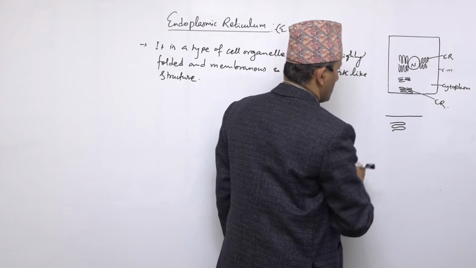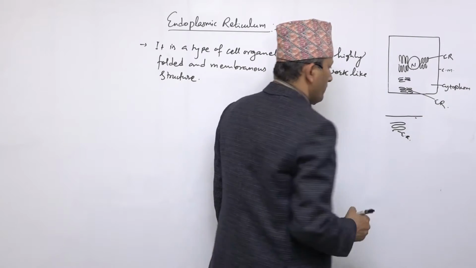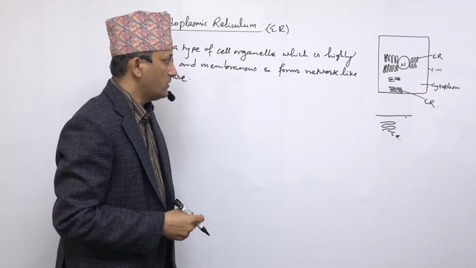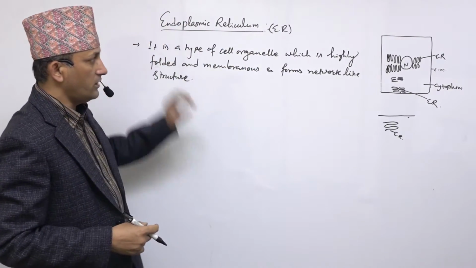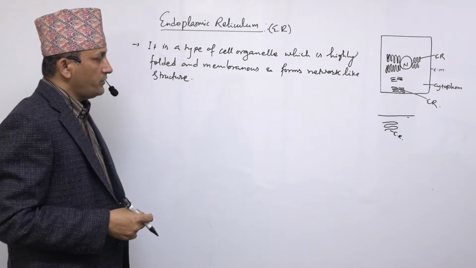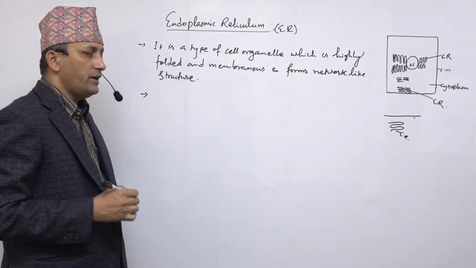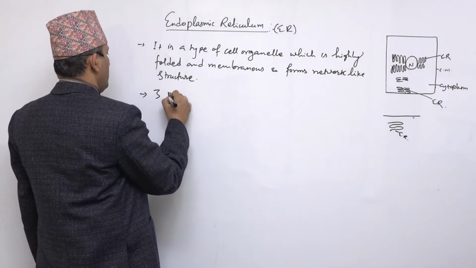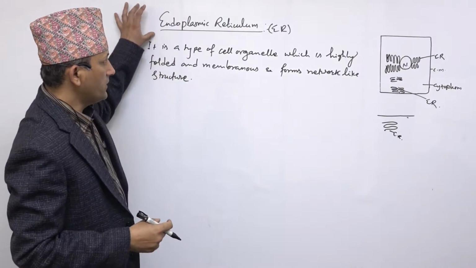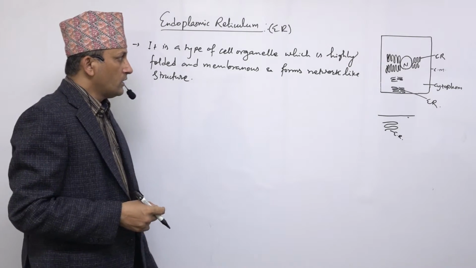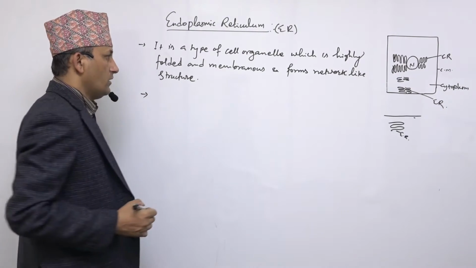It is a type of cell organelle which is highly folded and membranous and forms a network like structure. It's a membrane, you can see it is a membrane. So let's suppose this is a straight membrane. When it is folded in this way, then the structure looks like this, and this is called endoplasmic reticulum. Actually it is a membrane, but a highly folded membrane. So you can see here a number of foldings in this way. A membrane is folded and forms a highly connected or highly interwoven structure, which is called endoplasmic reticulum.